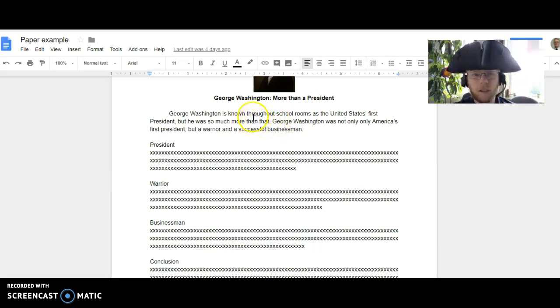So we already wrote our intro. George Washington is known throughout schoolrooms as the United States' first president, but he was so much more than that. George Washington was not only America's first president, that's body paragraph 1, but a warrior, body paragraph 2, and a successful businessman, body paragraph 3. So I know what each paragraph is going to be about.